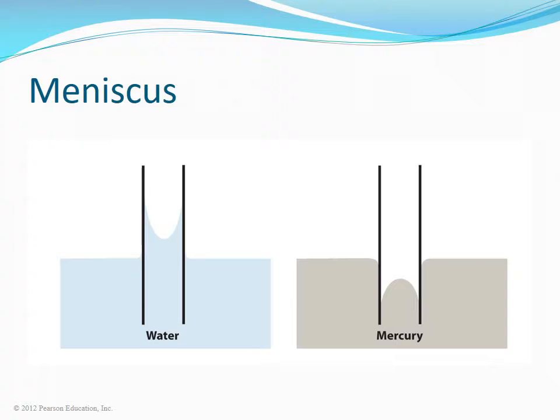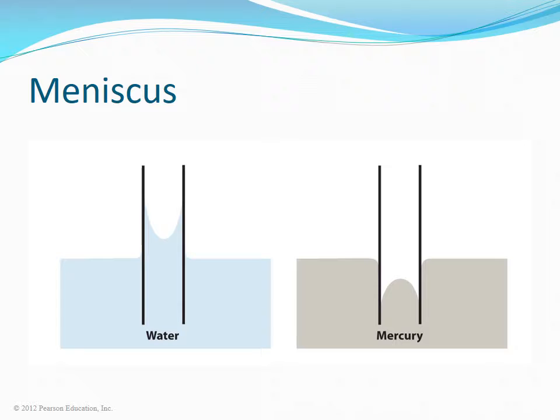A convex meniscus, as seen on the right, occurs when the particles in the liquid have a stronger attraction to each other, cohesion, than to the material of the container, adhesion. When the cohesive forces between the liquid molecules are greater than the adhesive forces between the liquid and the walls of the container, the surface of the liquid is convex.